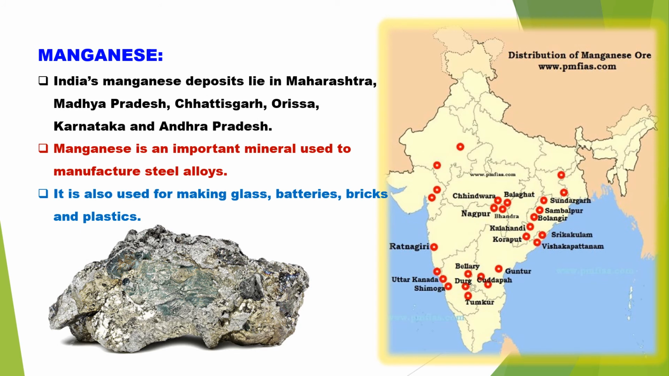And manganese. Manganese is an important mineral used to manufacture steel alloys. It is found in Karnataka, Andhra Pradesh, Madhya Pradesh, and Maharashtra. Manganese is also used for making glass, bricks, and plastics.